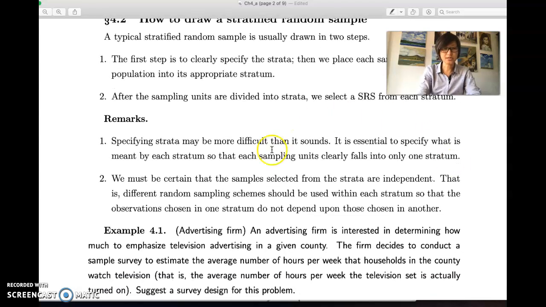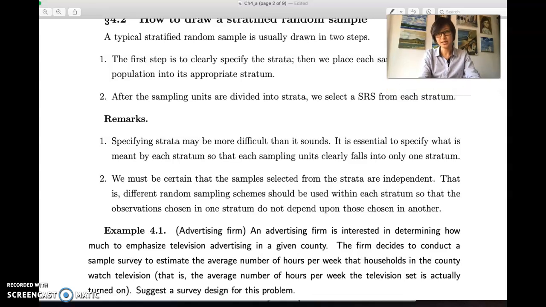All right. Specifying the strata may be more difficult than it sounds, but it is essential to specify what is meant by each stratum, so we can clearly divide them into different, non-overlapping strata. We must be certain that the samples selected from the strata are independent. So each stratum is selected independently, randomly within the stratum. It is like performing a simple random sampling within the stratum.